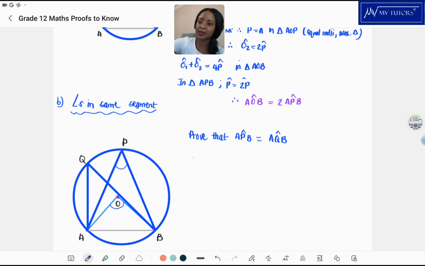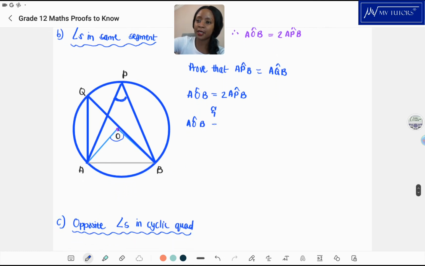So we know that AOB is equal to twice APB. I hope you see it there. So AOB is equal to twice that angle there. And we also know that AOB is equal to twice AQB.